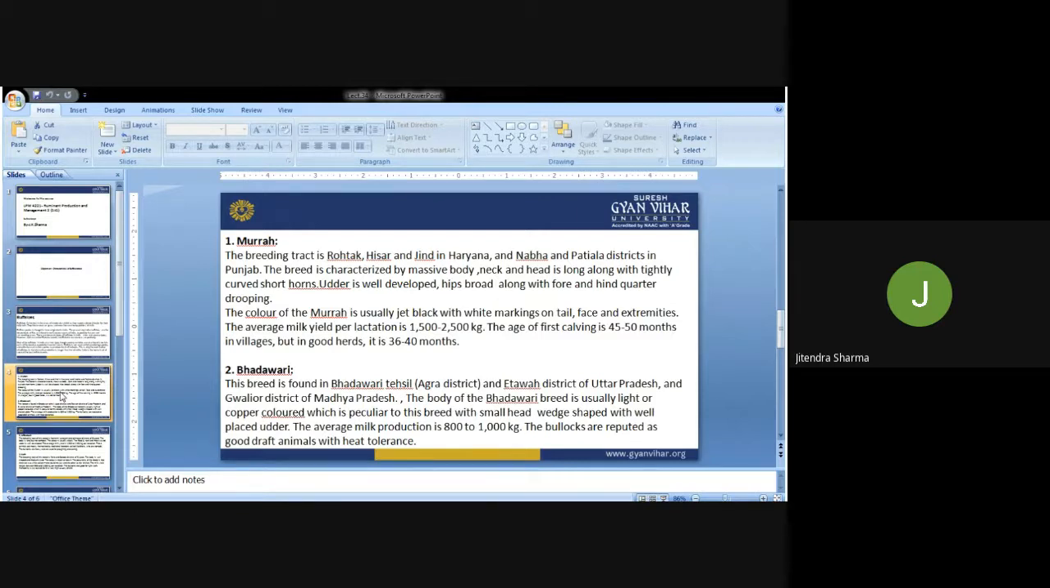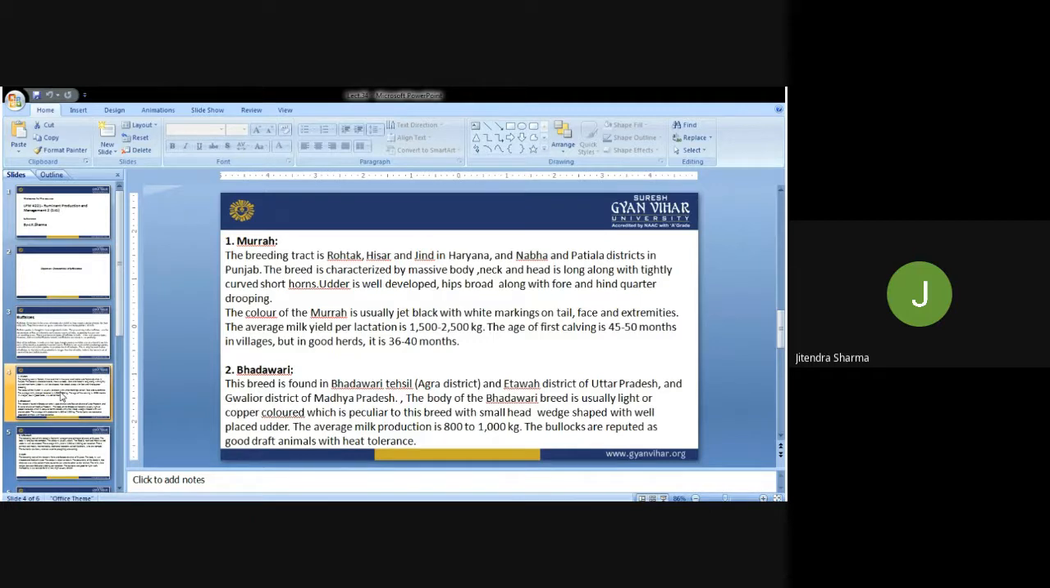This is the characteristic, and one of the most prominent features is the short, wrinkled horns. This is an important characteristic of the buffalo. The lactation yield ranges between 1,500 to 2,500 kg. The age at first calving is 45 to 50 months in villages, but in good herds it can be reduced further to 36 to 40 months. But 3 years is generally the period, which is a little higher than the maturity age of the heifers.